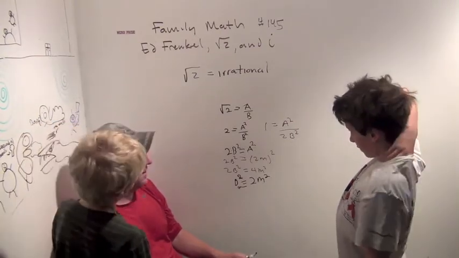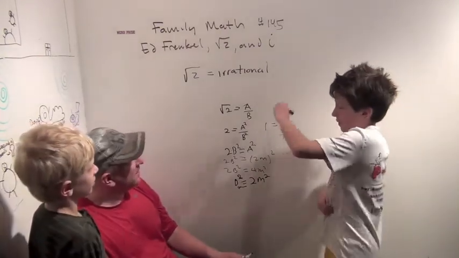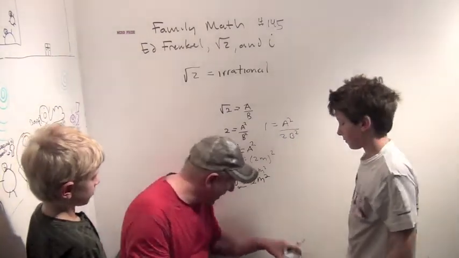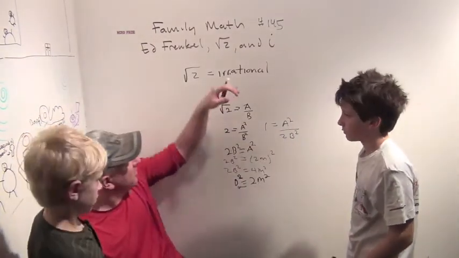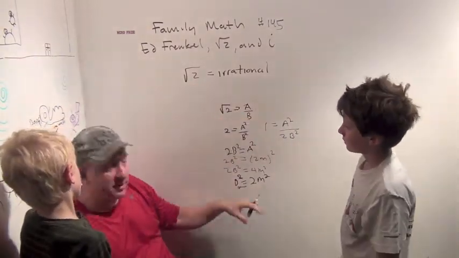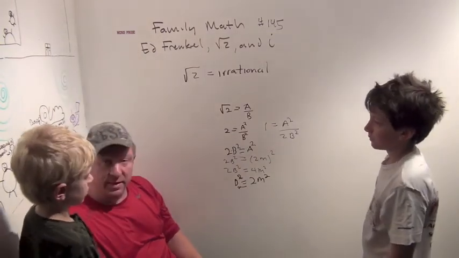So now we keep repeating it forever. Now we've got a contradiction. We assumed it was rational, and we found that we made a mistake in that assumption.